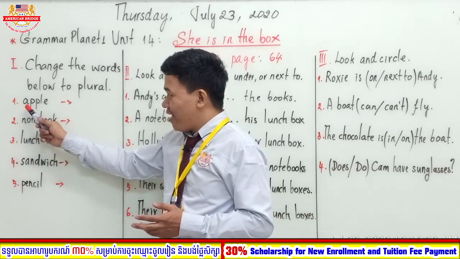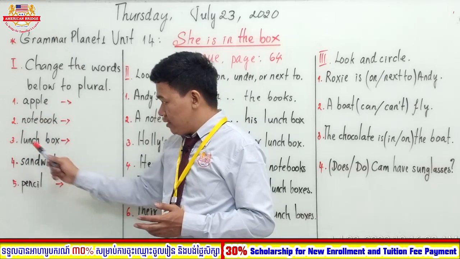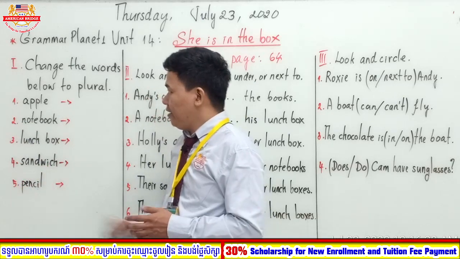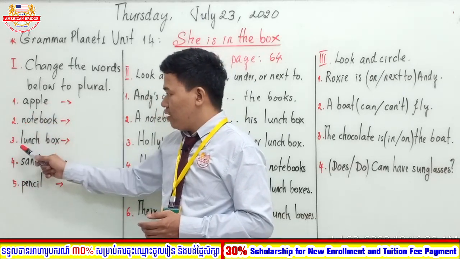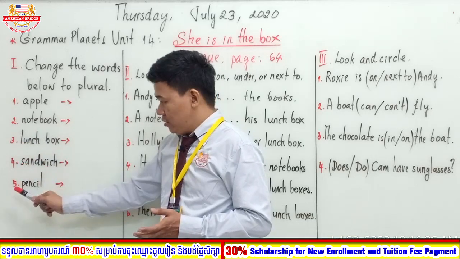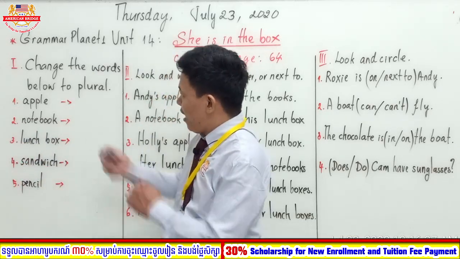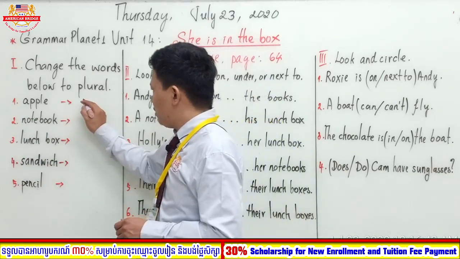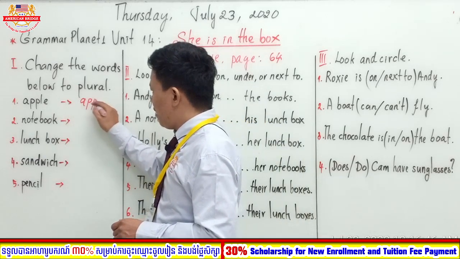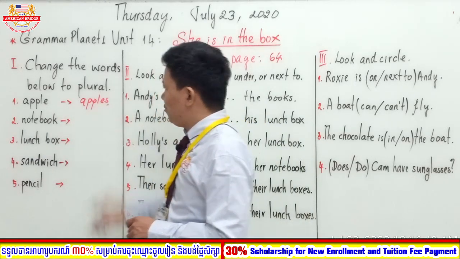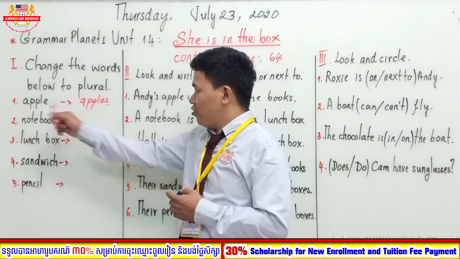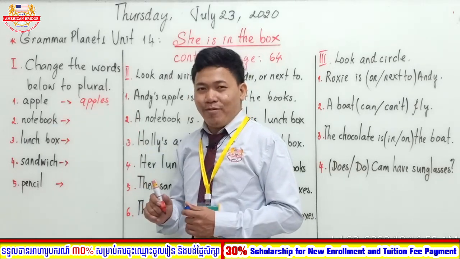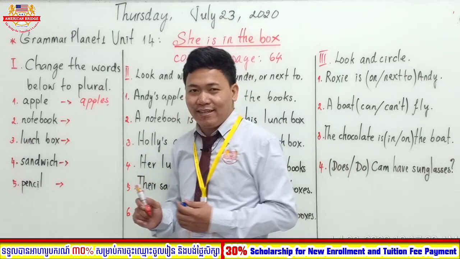Okay, everyone, read with me. Apple, notebook, lunch box, sandwich, pencil. Again, apple, notebook, lunch box, sandwich, pencil. Great, everyone. So the first one, apple. How can we change this to plural, everyone? Okay, so apple, we need to write it down. Apples. So we add s, right? To change to plural, we add s. Apples. Great, everyone. So I give you 2 minutes to do this exercise. Let's start.